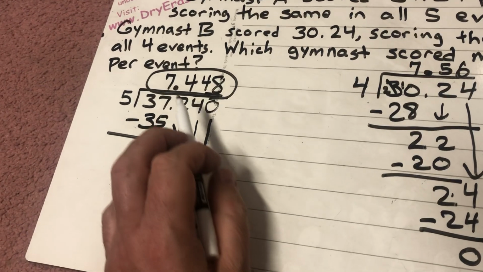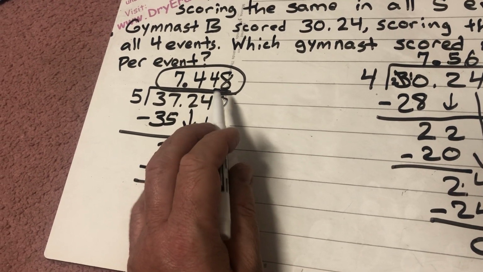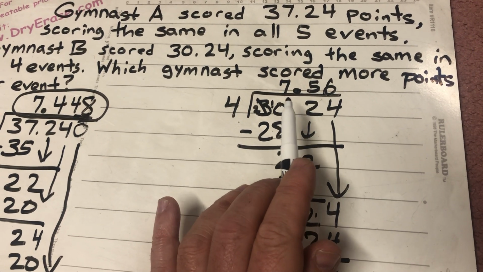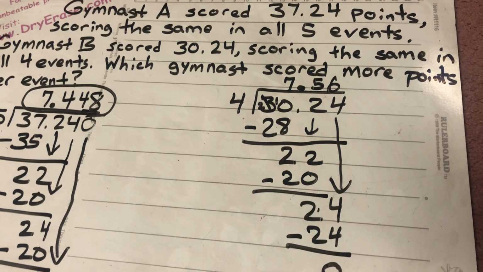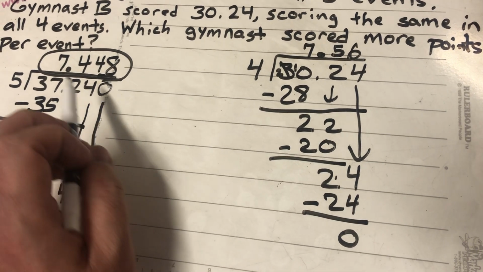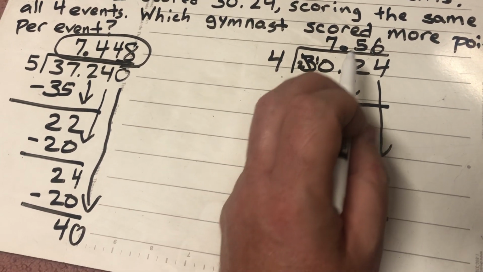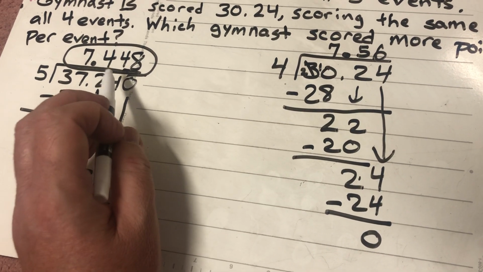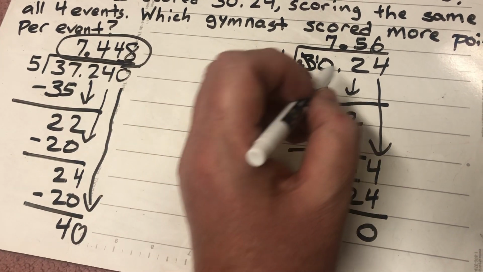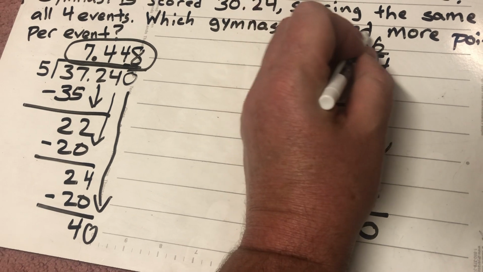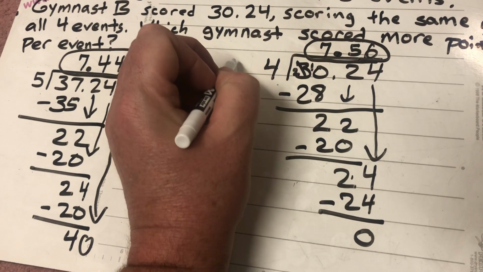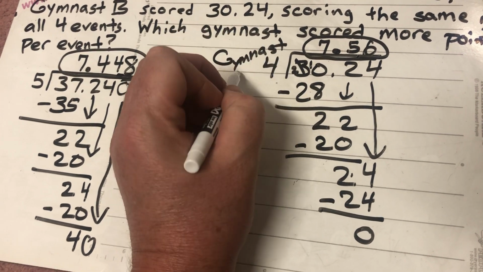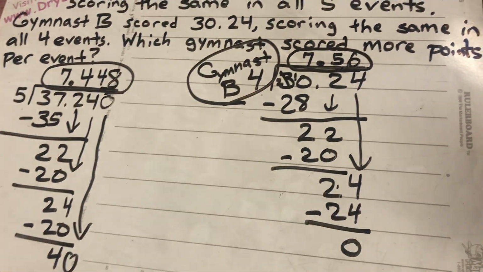Gymnast A scored 7 448 thousandths points per event. Gymnast B scored 7 56/100 points per event. They both have a 7 in the ones place, but this 5 in the tens place is bigger than the 4 in the tens place here. So Gymnast B at 7 56/100. Gymnast B scored more points per event.